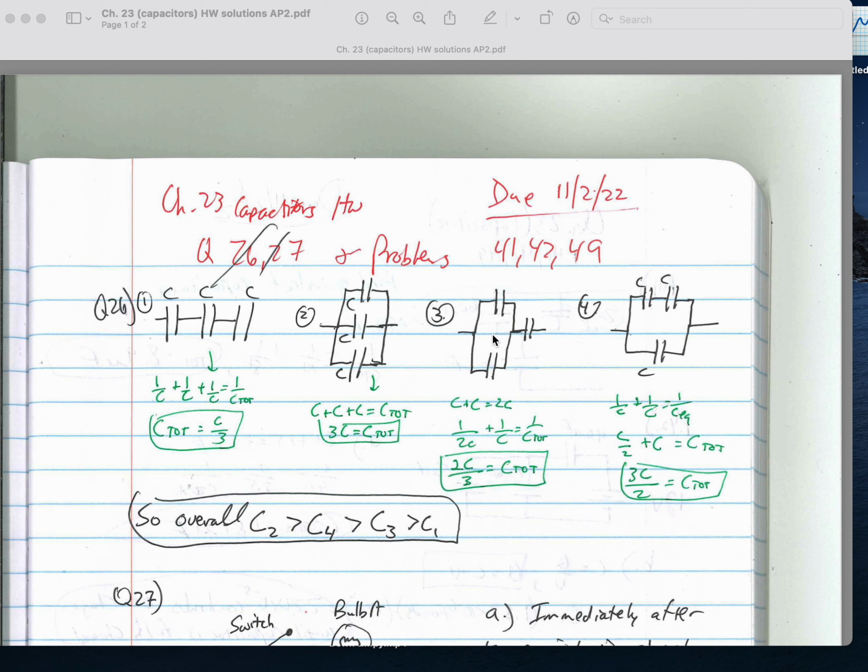Here you add these two up, so I get 2C, and then I put 1 over 2C plus 1 over C to get the total, and then I flip it again. So that's 2/3 C is my total capacitance.